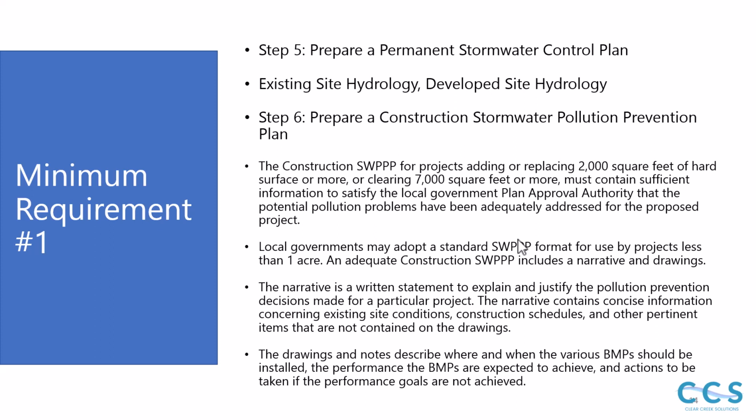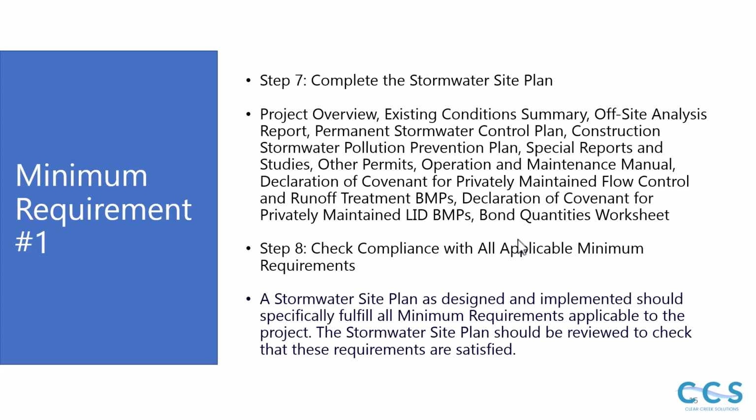An adequate construction stormwater SWPPP includes a narrative and drawings. The narrative is a written statement to explain and justify the pollution prevention decisions made for the project. Should have concise information concerning existing site conditions, schedules, and other pertinent items. The drawings and notes describe where and when the various BMPs should be installed, the performance the BMPs are expected to achieve, and actions to be taken if the goals are not achieved.